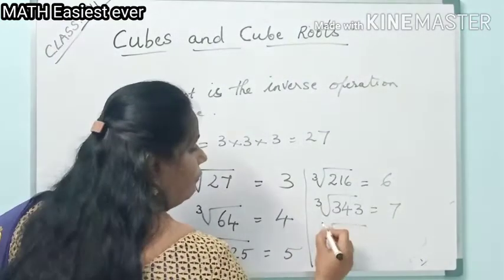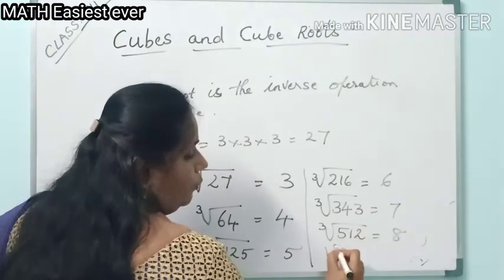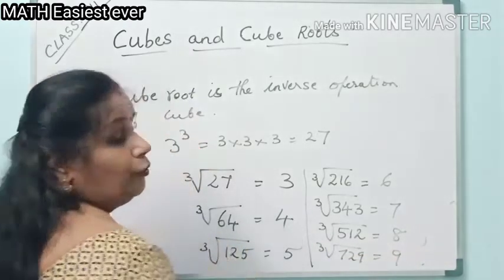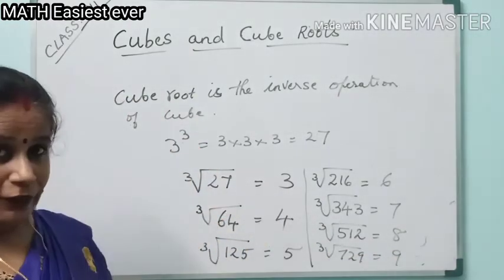Cube root of 512 will be 8. Cube root of 729 will be 9 and cube root of 1000 will be 10. Hope this cube root is clear for you.